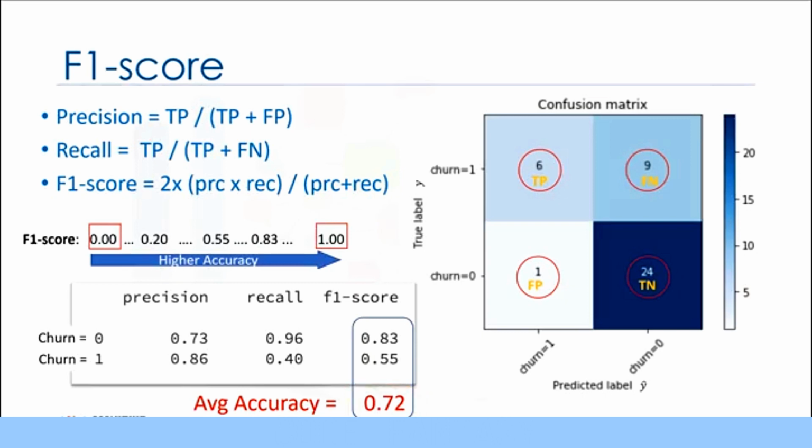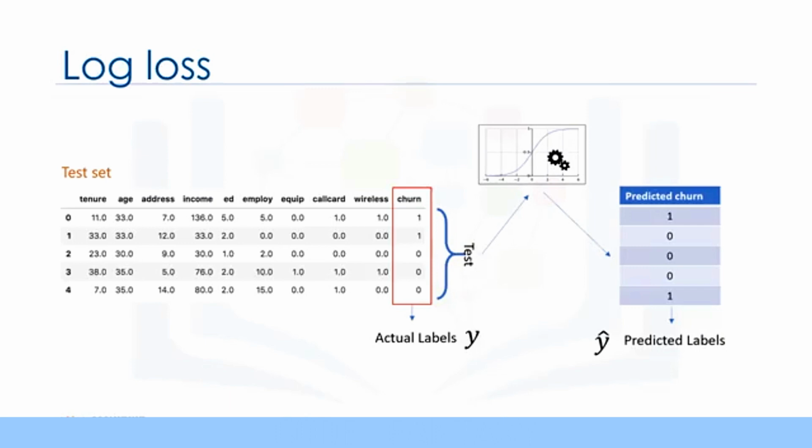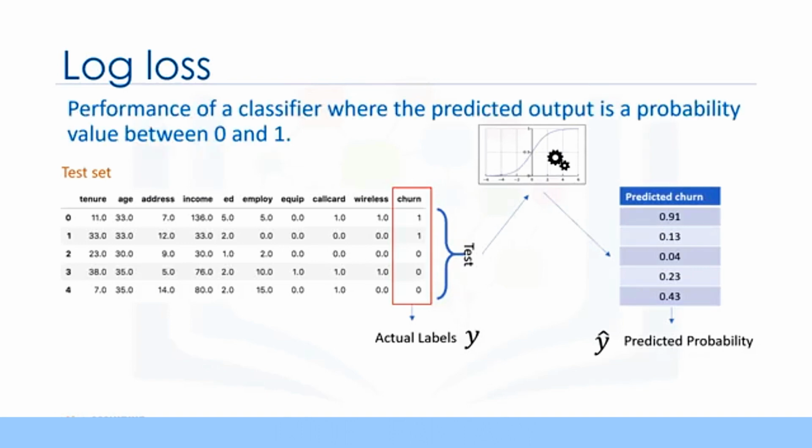Please notice that both Jaccard and F1 score can be used for multi-class classifiers as well, which is out of scope for this course. Now let's look at another accuracy metric for classifiers. Sometimes the output of a classifier is the probability of a class label instead of the label. For example, in logistic regression, the output can be the probability of customer churn, i.e. yes, or equals 1. This probability is a value between 0 and 1. Logarithmic loss, also known as log loss, measures the performance of a classifier where the predicted output is a probability value between 0 and 1.